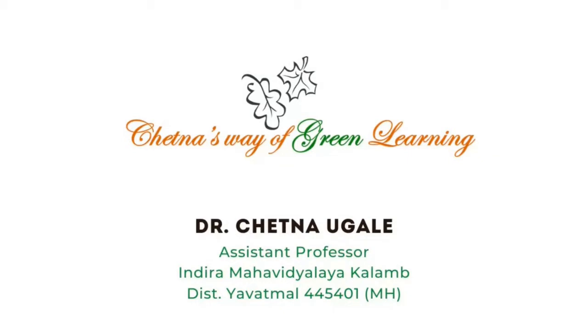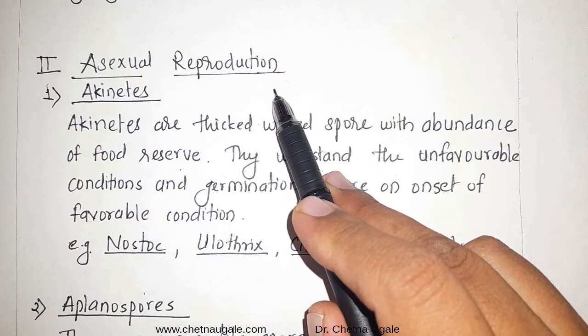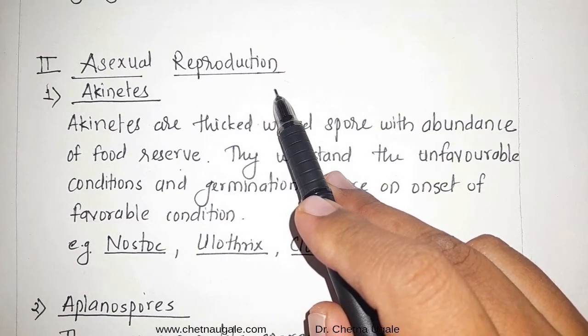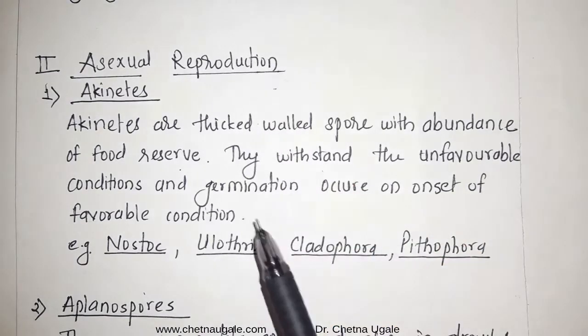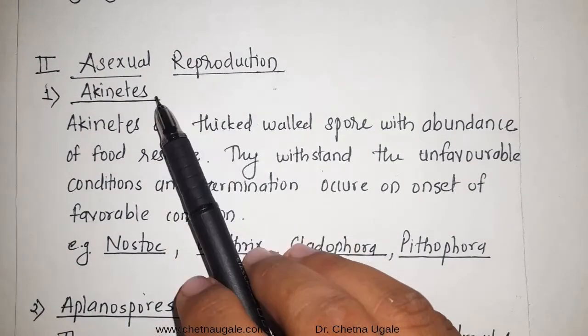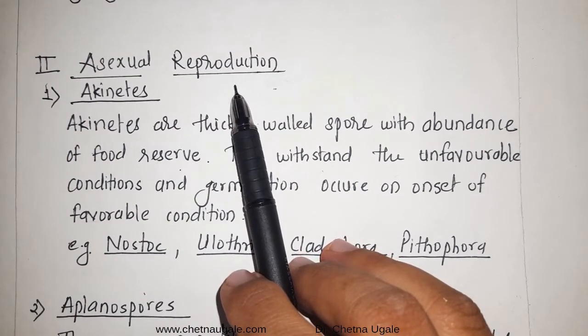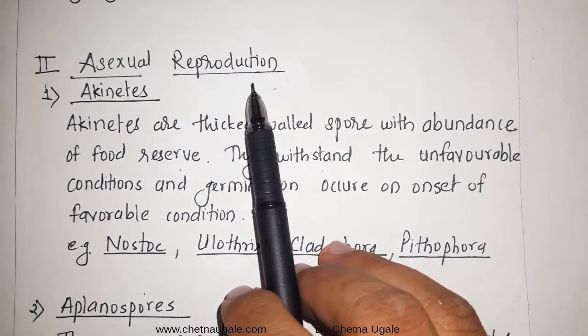So in the video series of the algae, today we are going to see the asexual reproduction in the algae. In the previous video, we had already discussed the vegetative reproduction in algae and the different modes of the vegetative reproduction. So today we are going to see the asexual reproduction. The asexual reproduction particularly occurs by different types of spores, and after the germination of these spores, they develop into a new plant body.